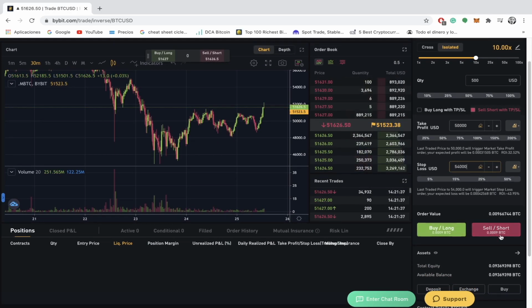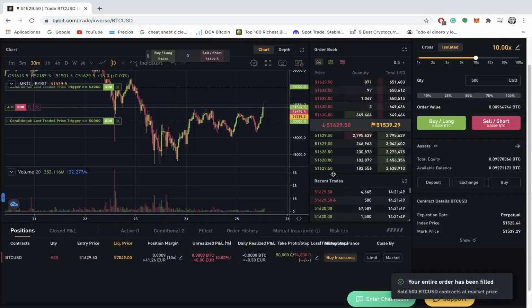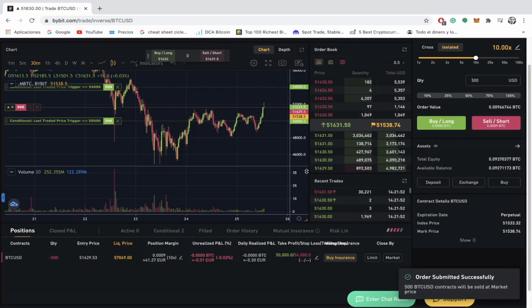So it's buy or sell. At this time we are going to sell, short the market. As you can see, the box here will come with the confirmation. The liquidation price is at $57,045. So just press confirm now here. And as you can see, I am in the market straight away.